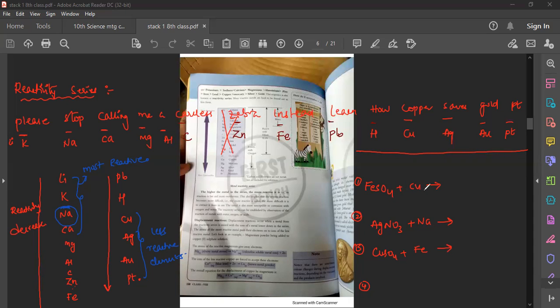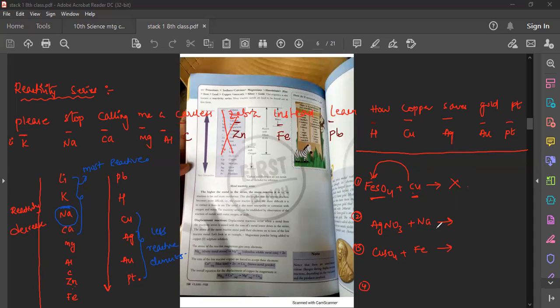Listen, Vedika. What is the displacement reaction definition? The most reactive metal will displace the least reactive metal from its compound. The most reactive metal is always in the elemental state. Elemental means element format. One will be in the elemental format, the other one will be in the compound format. So if you take copper and iron, which one is more reactive? Iron is more reactive. So copper cannot replace the iron from the sulfate, right? Yes, sir. So the reaction will not happen at all.